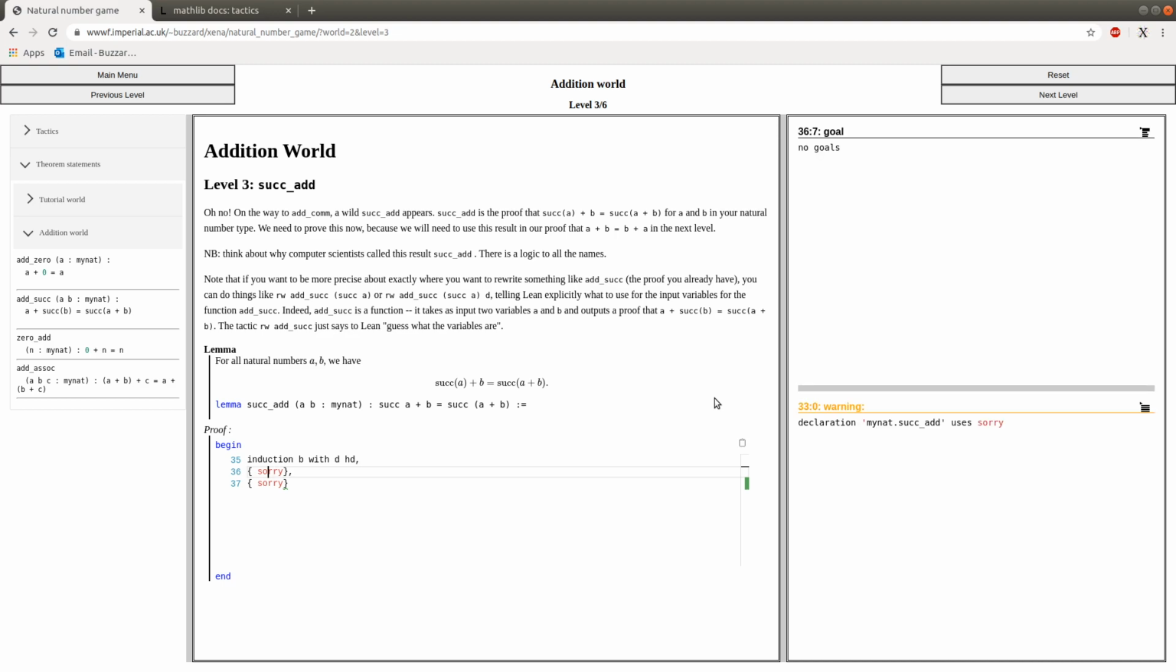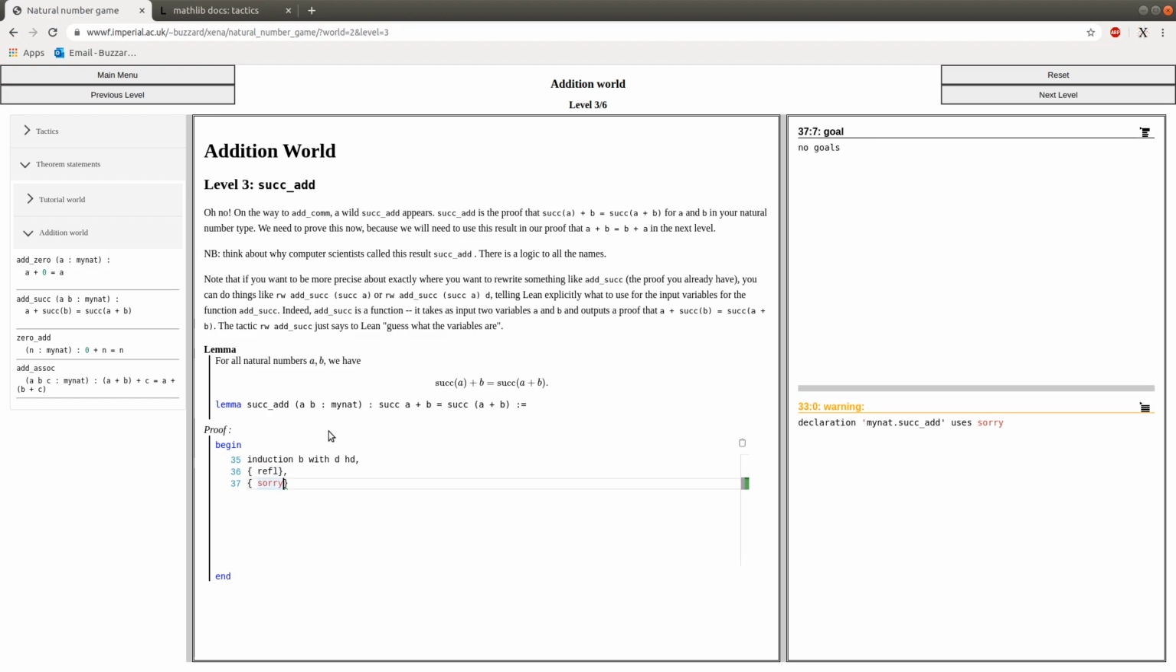There. And now let's see what we've got. This first goal, succ A add 0. Now, this might be true by definition, because A add 0 is definitionally equal to A. Yes, both sides are succ A by definition. So I can prove this by REFL.